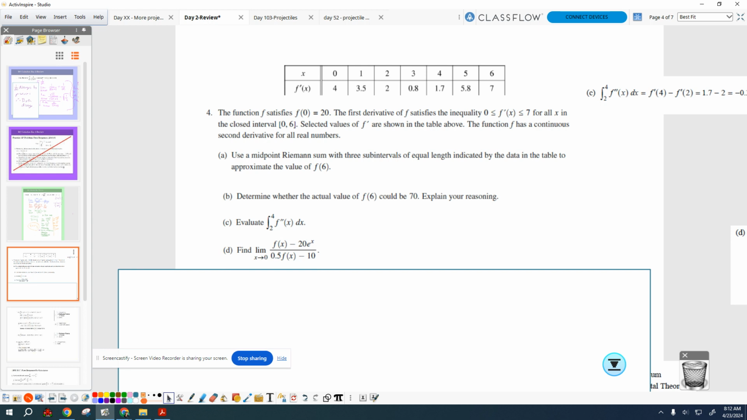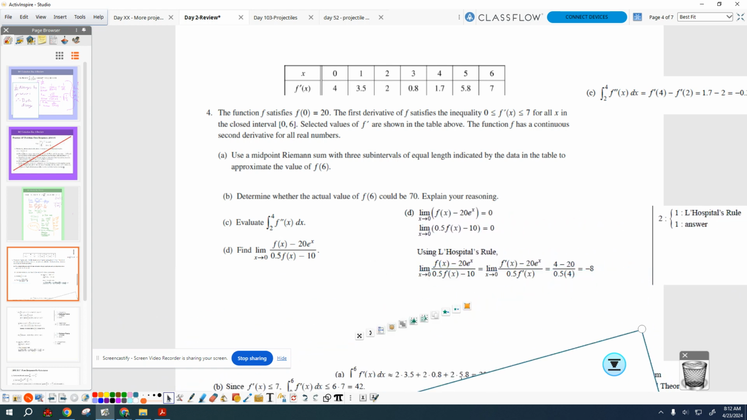And the last one, plugging in 0. Do we know what f of 0 is? Gotta read the problem again. f of 0 is 20. 20 minus 20, I get 0. And on the bottom, it looks like, what do we gotta do? L'Hopital's. And check it out, how they insist you write stuff.